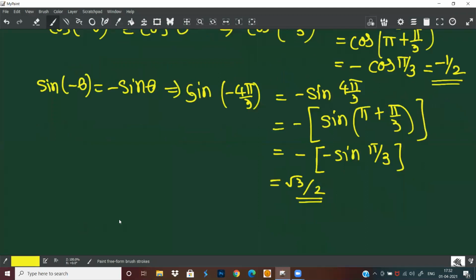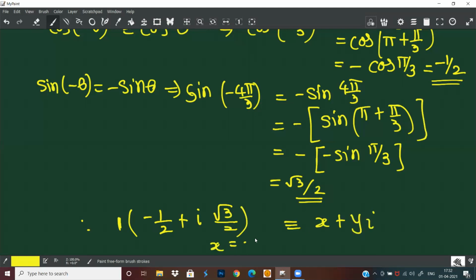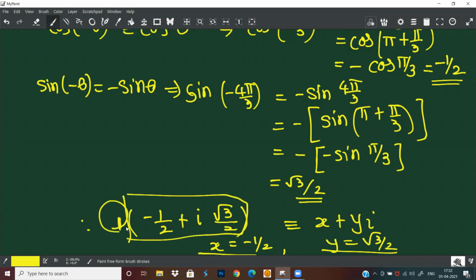So r is 1 into cos theta, which has come as minus half, plus i sin theta is root 3 by 2. So comparing it with x plus yi, your x will be minus half and y will be root 3 by 2. Written in x plus yi, this is the answer; leave it there. That 1 also is not to be written here. I wrote this because if this value is not 1, then you will multiply and write the answer. Okay, clear?